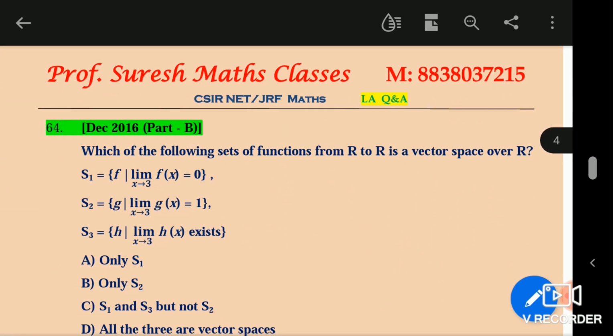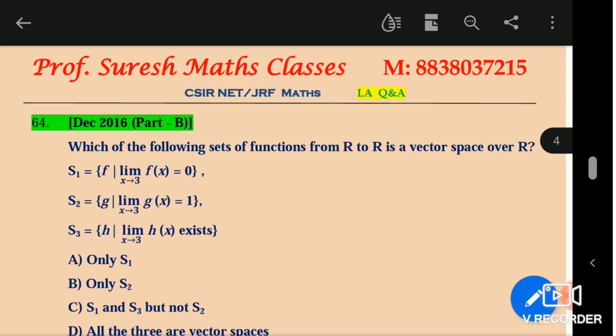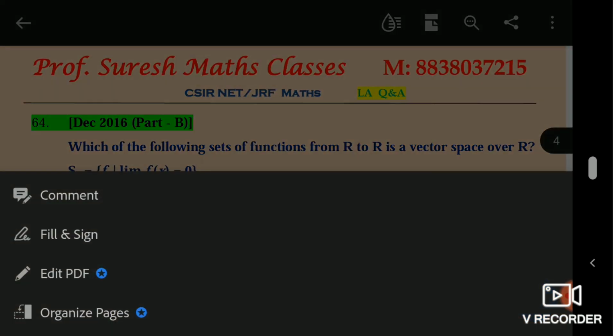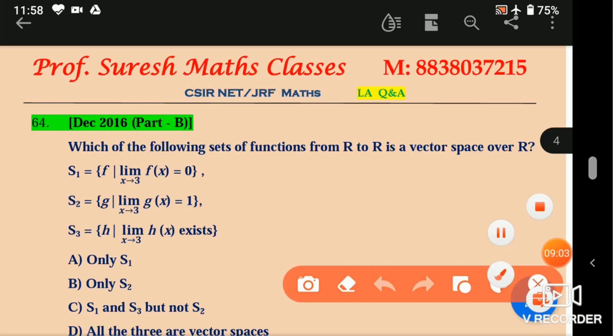Which of the following sets of functions from R to R is a vector space over R? S1 is given: the collection of functions f such that limit x tends to 3 f of x equal to 0. So what is the meaning? We should not consider all the functions. Whenever you take limit x tends to 3, the function value should come 0.